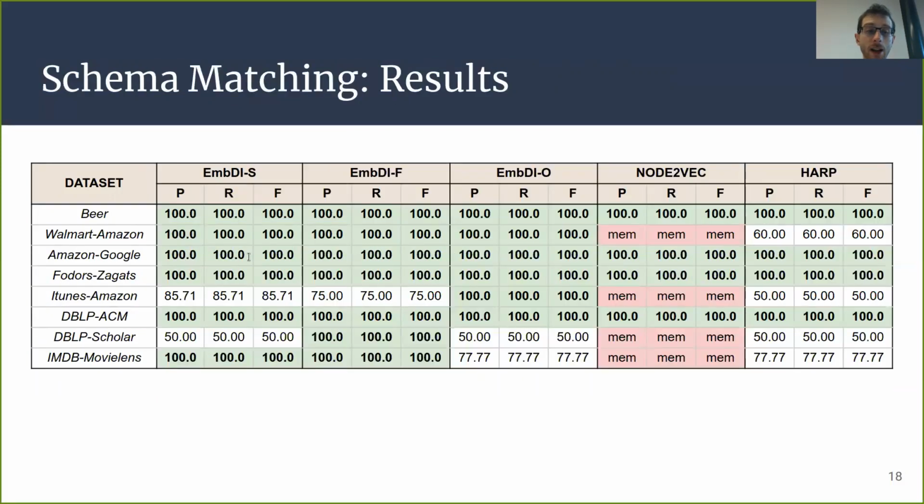For the schema matching case, we tested a simpler situation than the usual, with simple matches and few spurious attributes. This was done as a sanity check for our strategy. The simplicity in our approach can be noticed from the large number of 100% and perfect results all across the board, with Node2Vec still running out of memory.